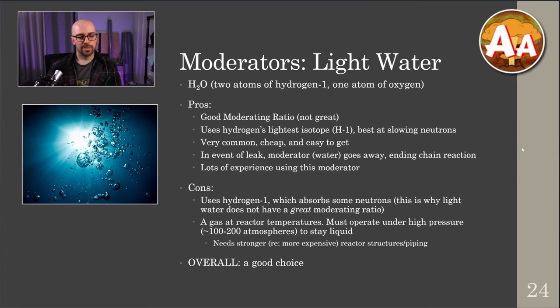Cons. Hydrogen-1 absorbs some neutrons. Not a lot, but it absorbs some. So this played into the Chernobyl accident. Could Chernobyl have used heavy water, perhaps? Avoided some of that, maybe. And this is why you can't have a reactor with natural graphite with light water.